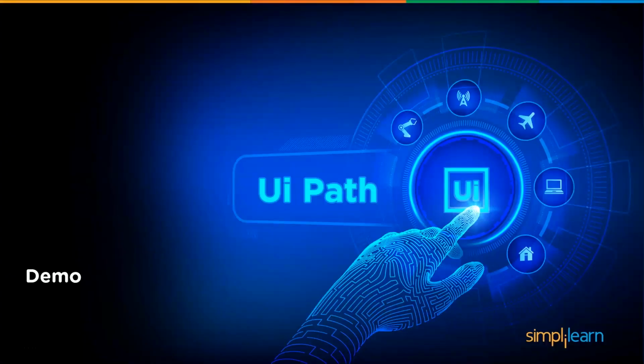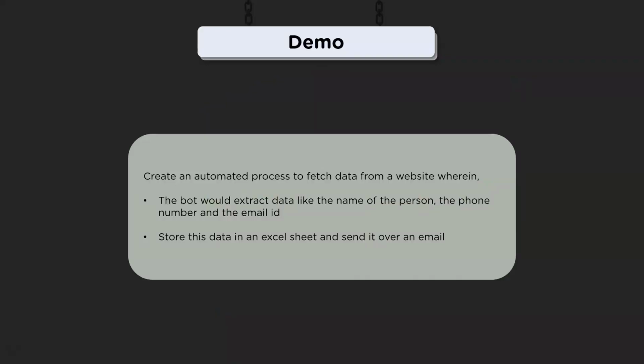Now, we'll do a demo to automate a task using UiPath Studio. So here is what we are going to do in the demo. We'll create an automated process to fetch data from a website wherein the bot would extract data like the name of the person, the phone number and the email ID. This data will store it in an Excel sheet and send it over an email. Now let's get started.